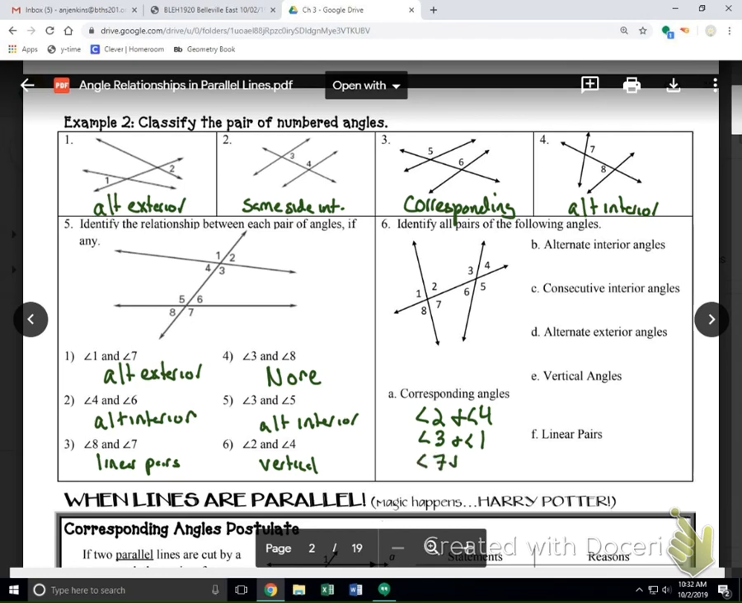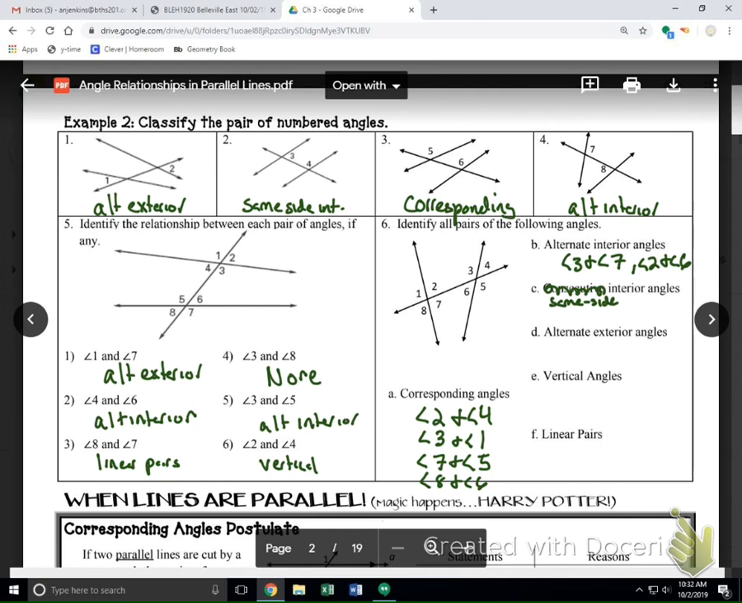DeMarcus? 7 and 5. Okay, Chris? 8 and 6. Okay, so after that we have alternate interior angles. Who would like to volunteer for alternate interior? Natalie? 3 and 7. E, do you want me to do the other one? 2 and 6. Okay, when it says consecutive, it means same side. Same side interior. Who would like to volunteer for same side interior?